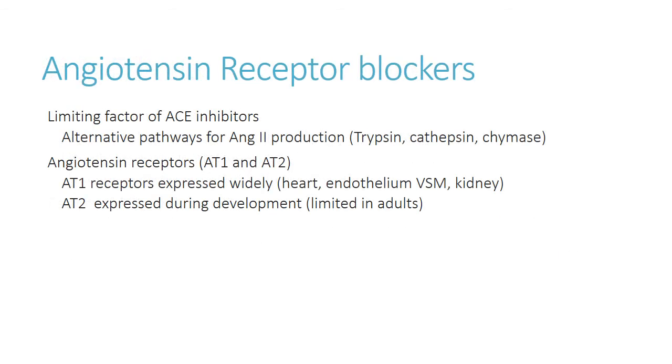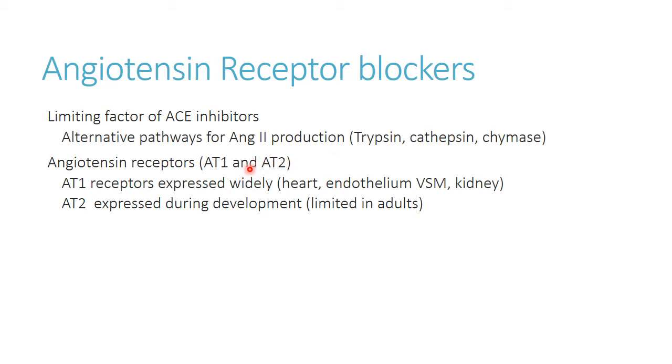Okay. So if you couldn't get an angiotensin converting enzyme inhibitor, what other way could we affect angiotensin II? Block the receptor, right? So that's where we have angiotensin receptor blockers, right? So ARBs. So again, you can see that there could be other pathways for angiotensin II production. There are other enzymes that can do this, but what we can focus on are actually the receptors themselves.